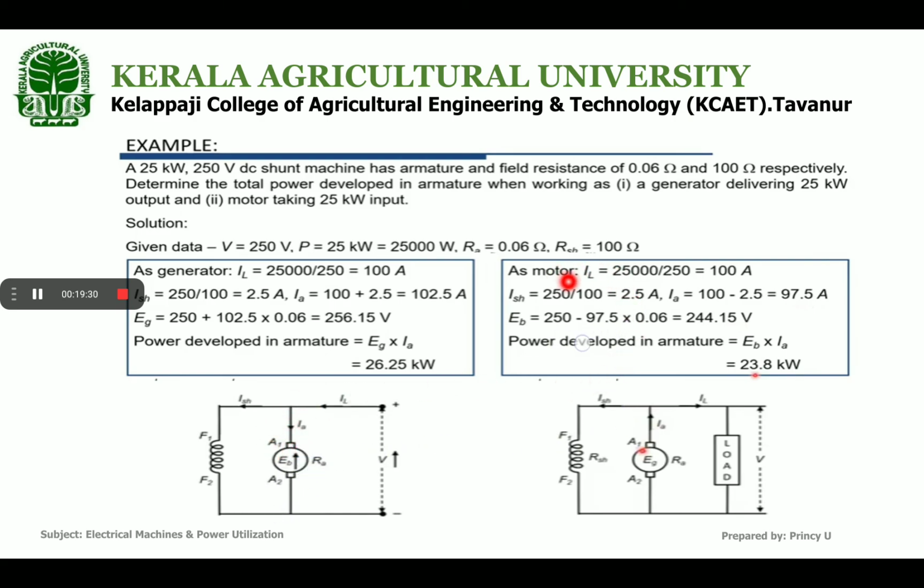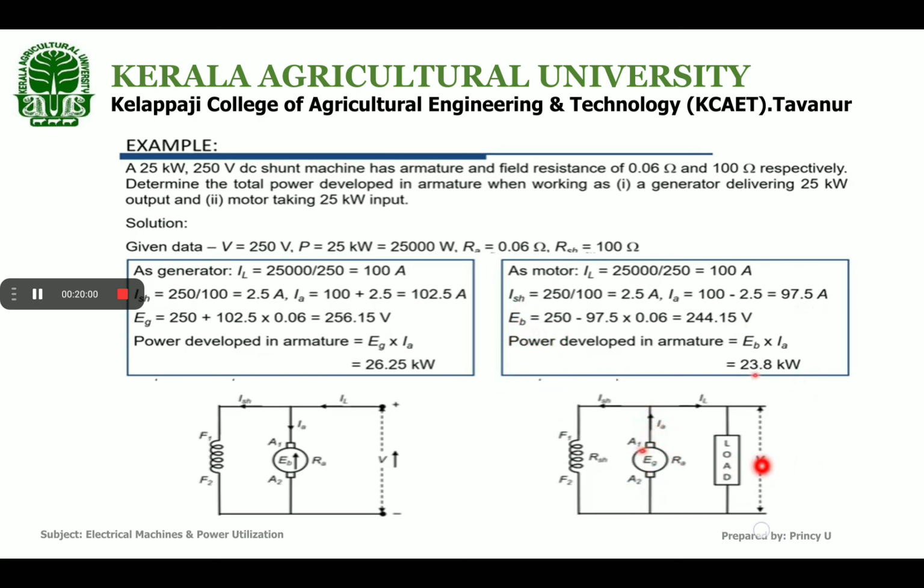Okay. So as a motor, you can find it as follows: the motor input is 25 kilowatt. So 25,000 divided by 250 will give you the load current. That is the input current. Then what will be the shunt field current? Same as this, 2.5 ampere. And what is Ia? Ia is IL minus Ish. Okay, then you can find out Eb, the back EMF.